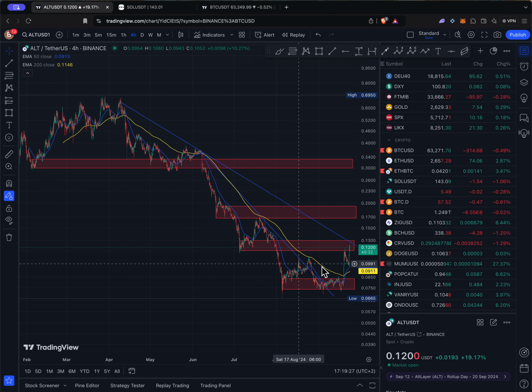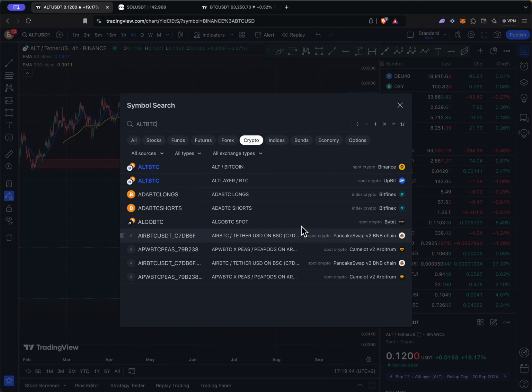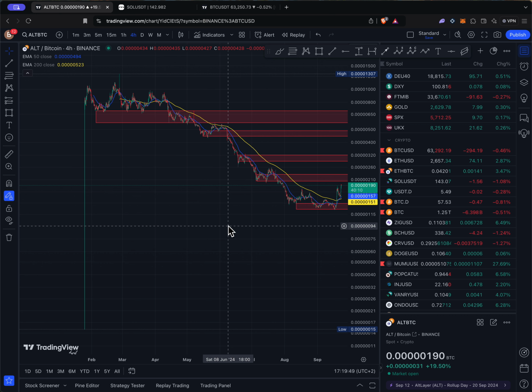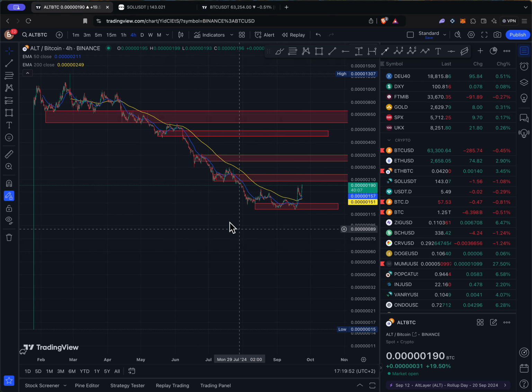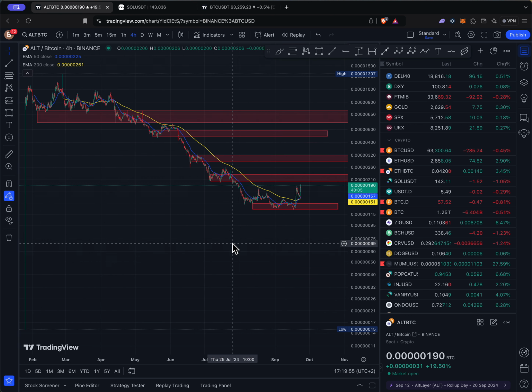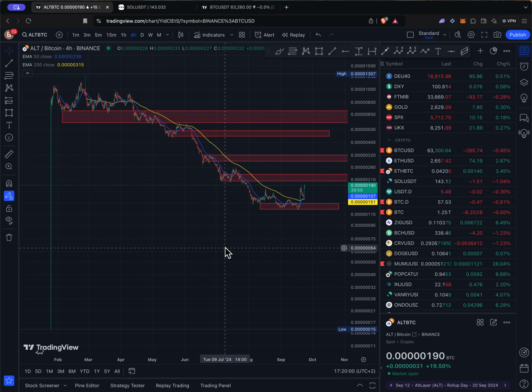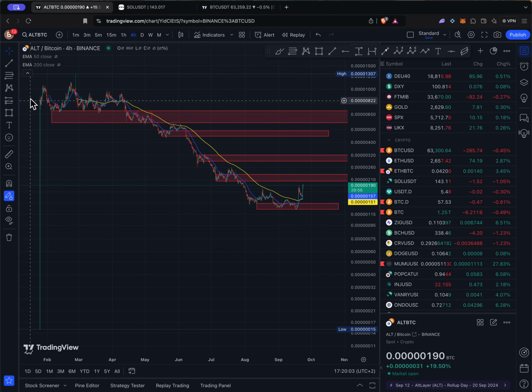So this coin now, as you can see here on the pair against USD, is going pretty good. And to double check, always go and see the pair against BTC, how it's going. This is Alt BTC. And basically it's almost the exact same chart. So this means that this coin has been basically pegged with BTC, with how BTC has been moving.